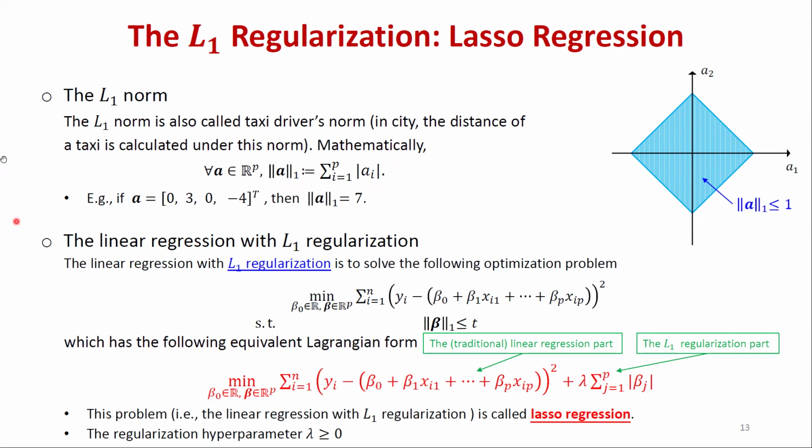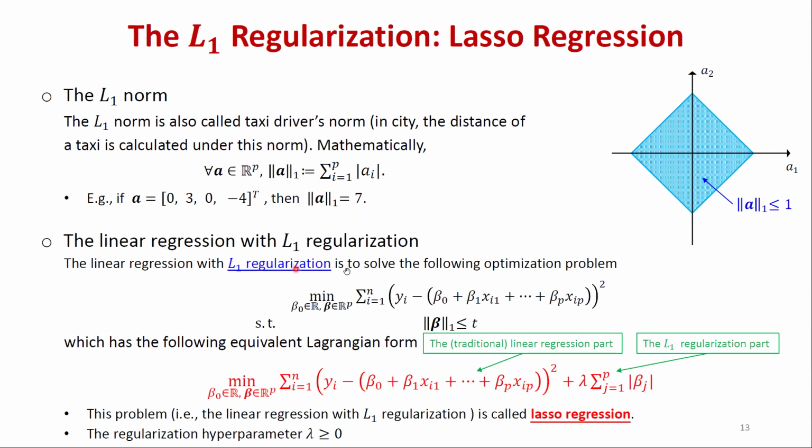So again, let's make an example. Suppose A equals this one. This is the summation of the absolute values of the elements, which means 0 plus 3 plus 0 plus 4. Be careful, because of the absolute value, -4 becomes 4. Finally, 3 plus 4 equals 7. So the one norm of A equals 7. It's very simple.